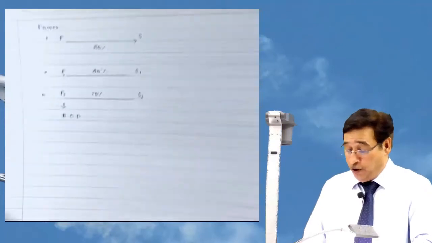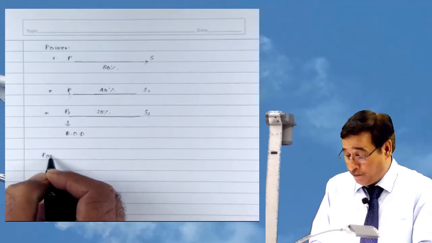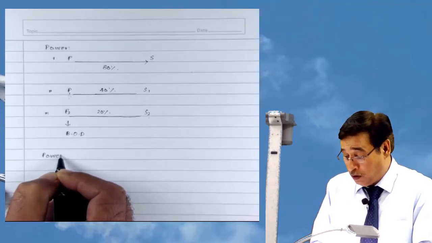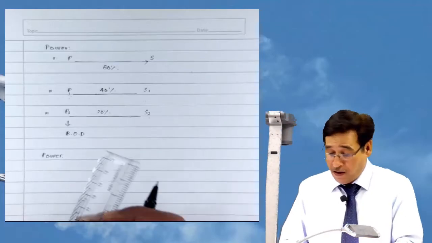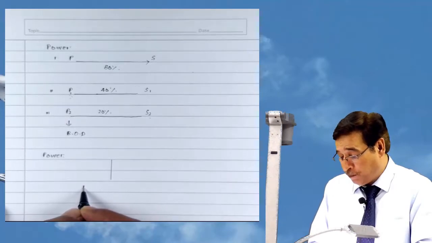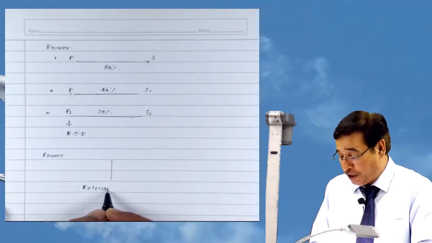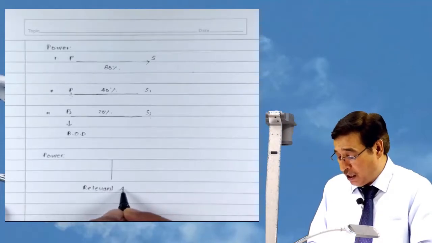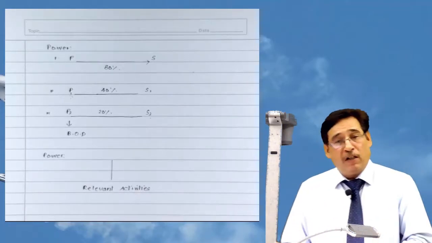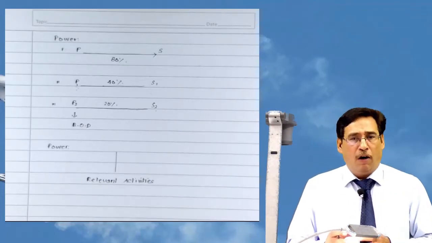The standard says that you should have the power to influence what? Relevant activities. Then only it will be considered that you are in control. This term, relevant activities, itself unfolds its meaning. Do I need to actually explain it? Relevant itself means significant activities, activities which are the crux of the earnings.